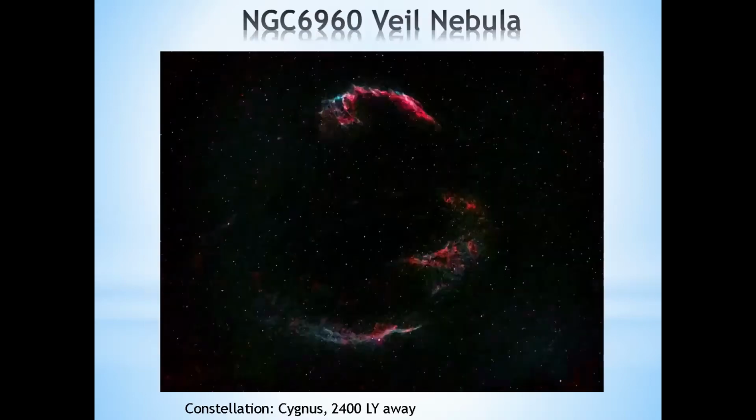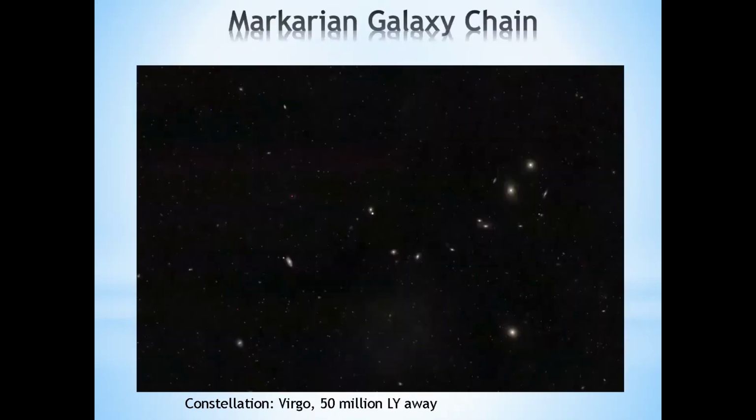Here's another image I captured of the Veil Nebula. There used to be a star somewhere here, and it exploded, and that's the gaseous cloud of that remnant. That's about 2,400 light years away. And this is a chain of galaxies, Markarian chain, and these are all individual galaxies about 50 million light years away in the constellation Virgo.